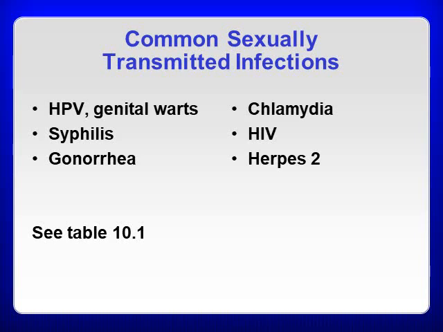Herpes 2 is different from herpes 1. Herpes 1 is herpes elsewhere on the body. Herpes 2 differentiates with genital herpes. So when you're going through a lot of these, note some of the differences.